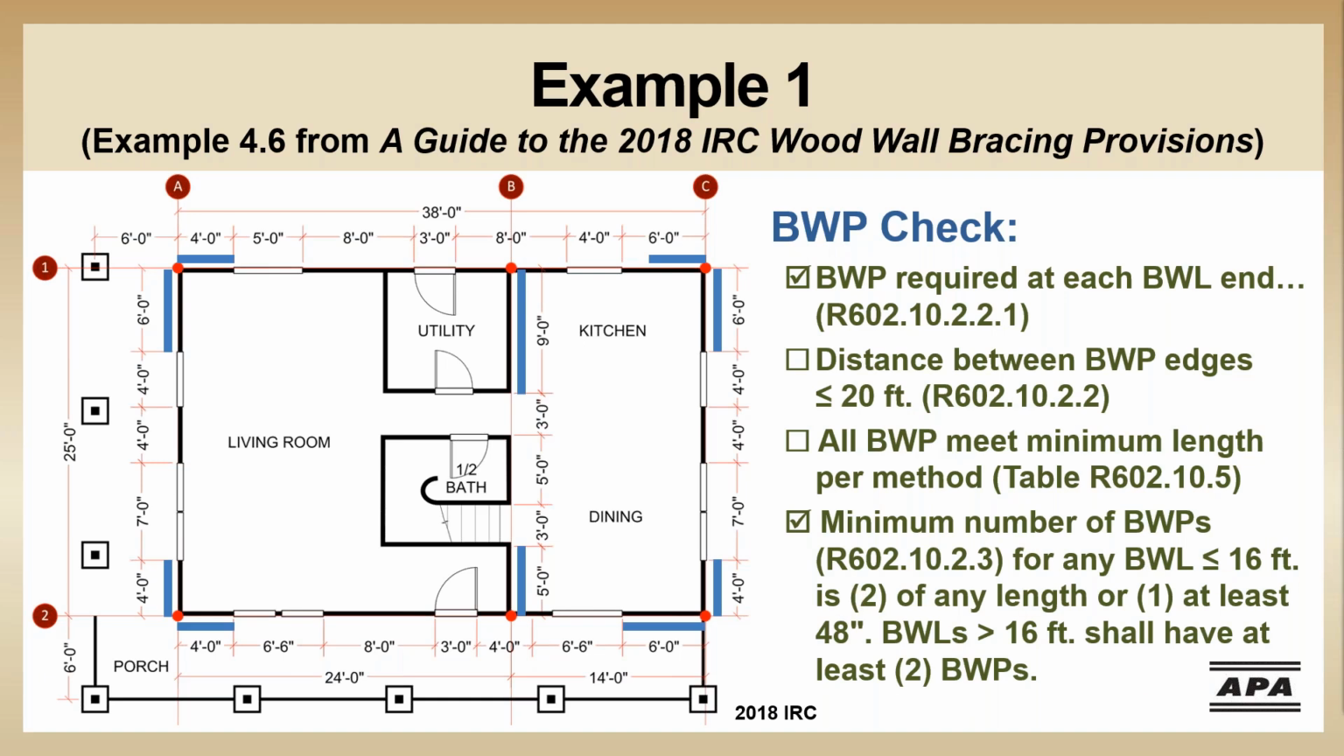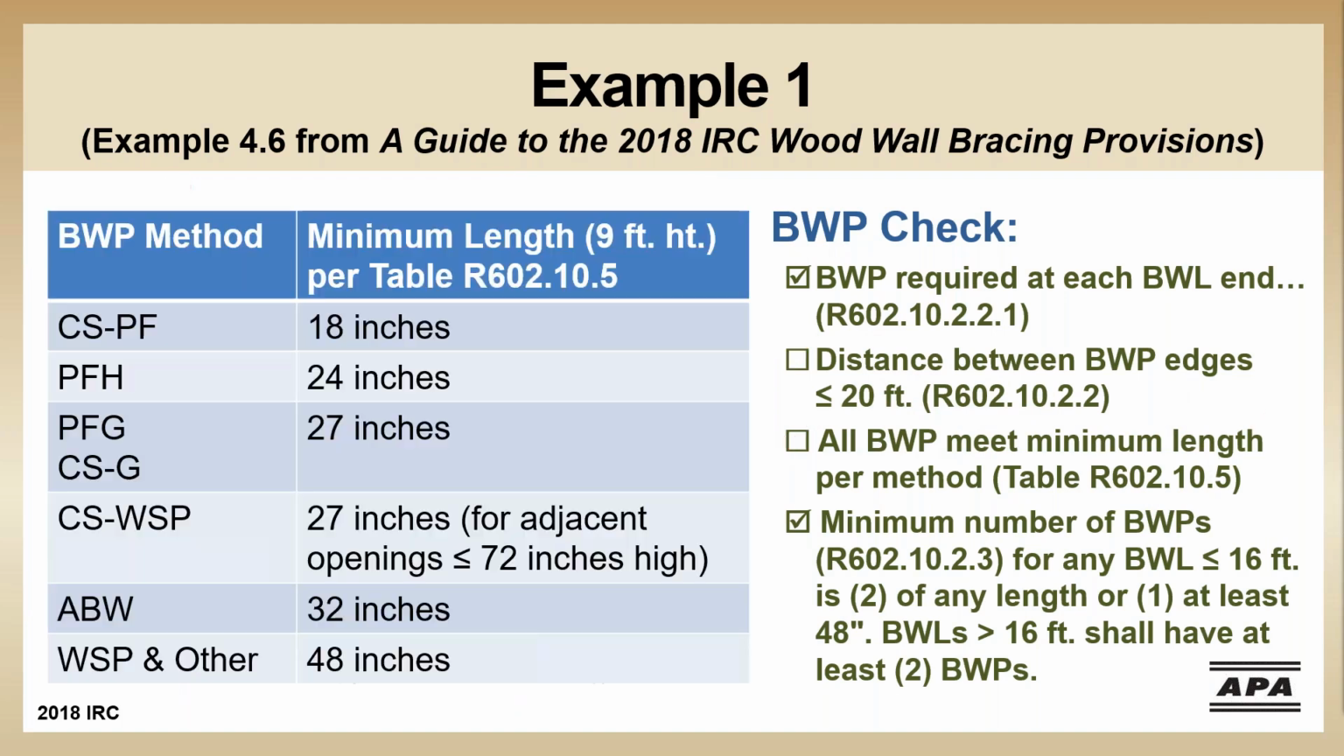Braced wall line 1 and 2 both have over 20 feet between braced wall panels though. So to solve this problem, we'll need to stick a braced wall panel midway along each line. And that way we can check off these additional checklist items. Now, our minimum braced wall panel length is based on the method we choose. However, none of our braced wall panels that we just laid out are under 48 inches long.